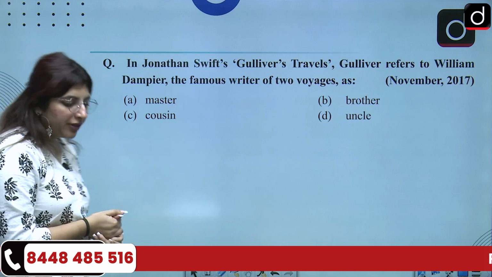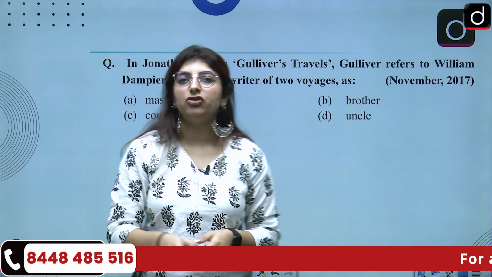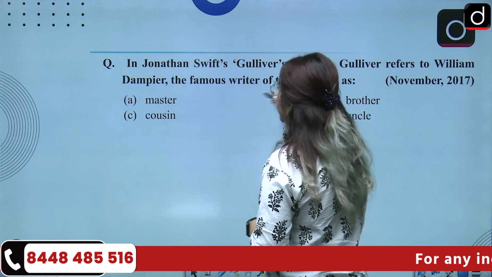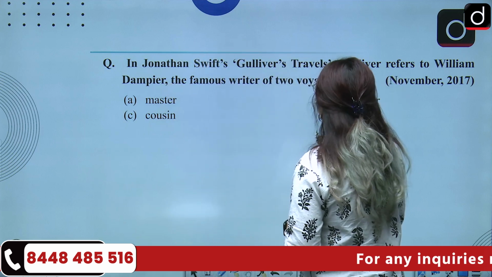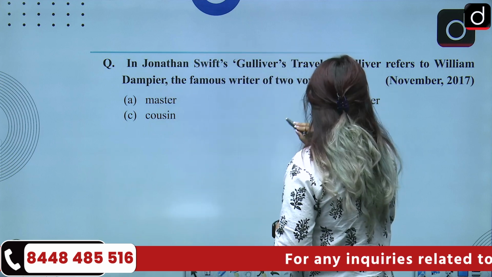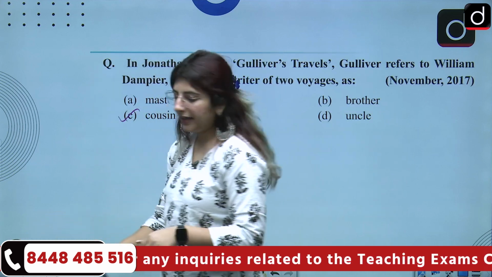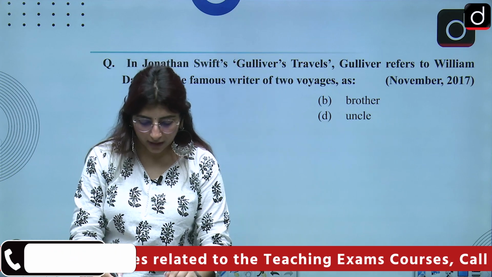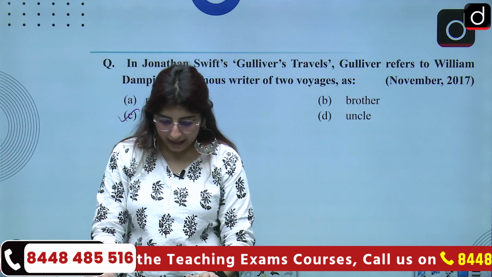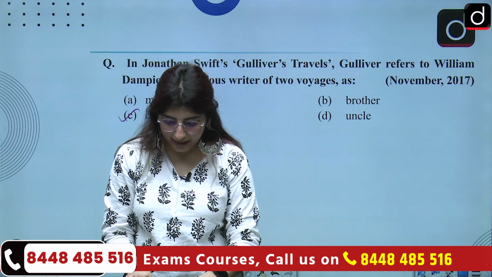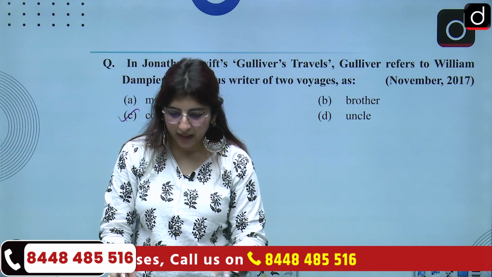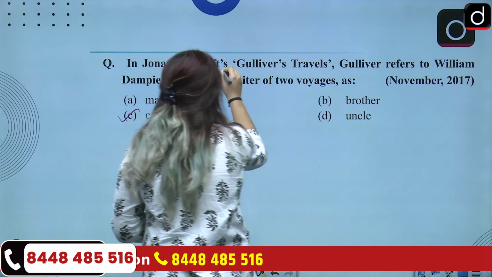Then in Jonathan Swift's work Gulliver's Travels, Gulliver refers to William Dampier, the famous writer of Voyages, as his cousin. Option C is the right answer. Option C is the right answer. He uses the line and says that I had a cousin in a way. Part 1 of Gulliver's Travels.